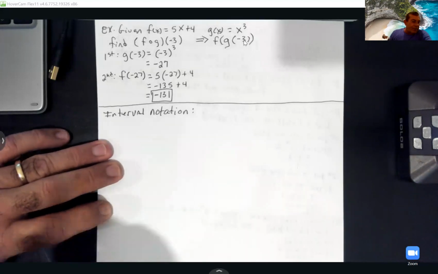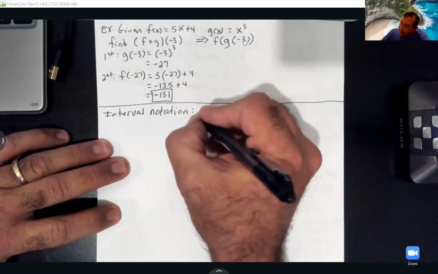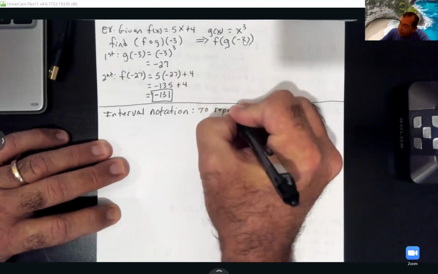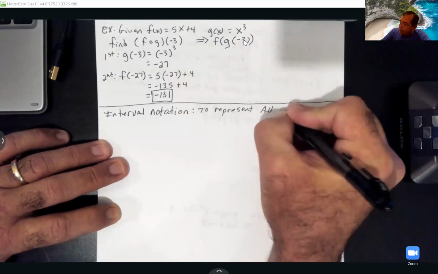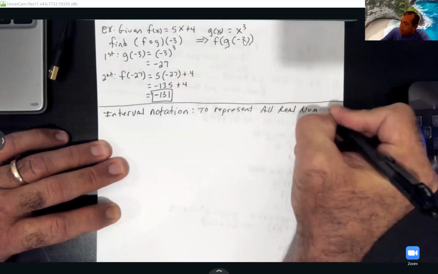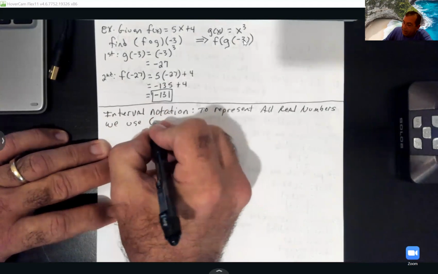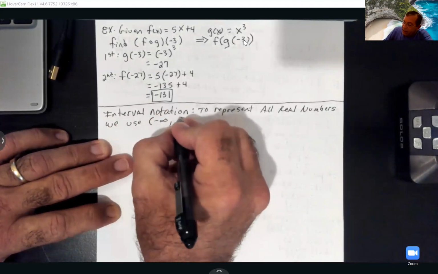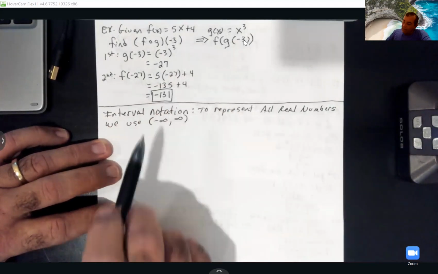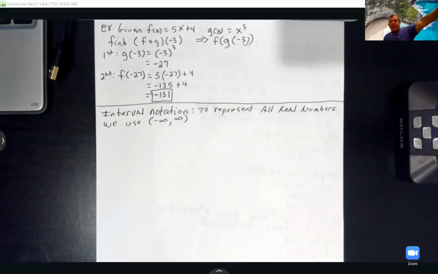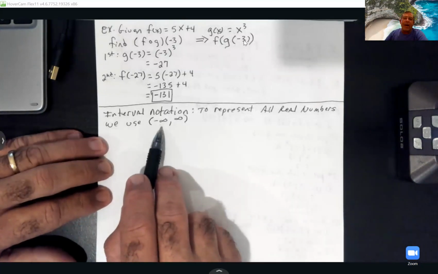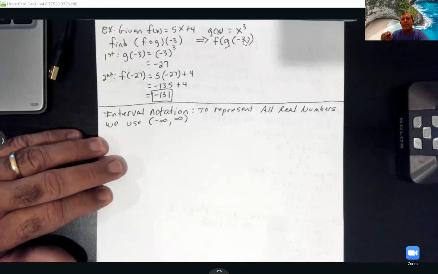So in interval notation, to represent all real numbers, we use parentheses from negative infinity to positive infinity. So remember, negative infinity, as far as I can go out to the left in the negative direction. Positive infinity is as far as I can go out to the right in the positive direction. So this is how we represent all real numbers in interval notation.